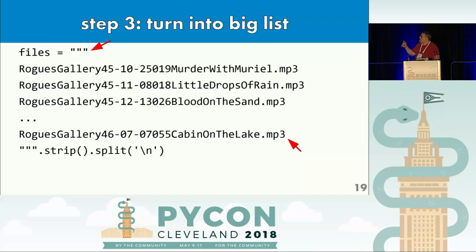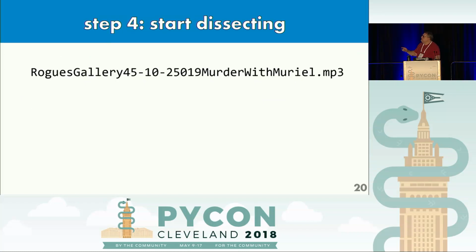Now it's time to start dissecting these, because now we can iterate over the list of files and look at each one in turn. So here is an example file. And if we look at it a little bit, okay, we can probably carve this up with just slices. So this is the date. This was from October 25th, 1945. I'm going to add the 19 on the front. I don't like just the 45 by itself.